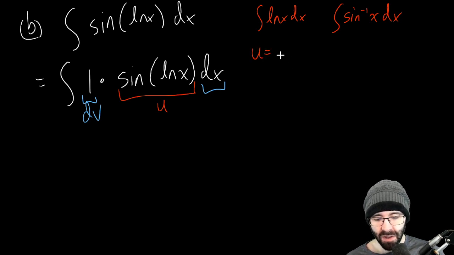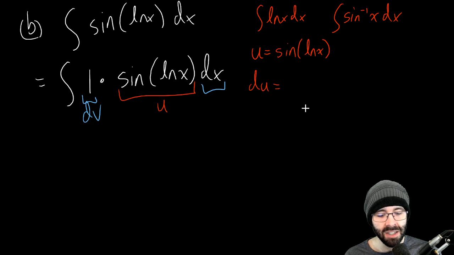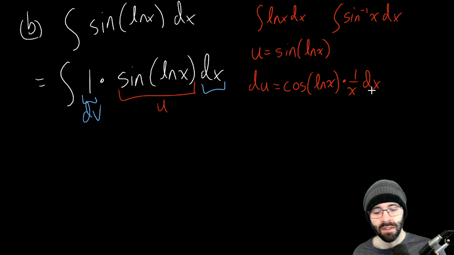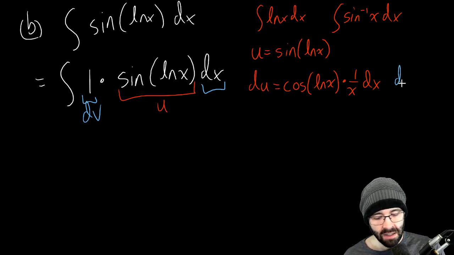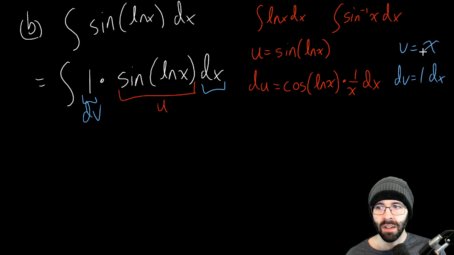Let u be sine of the natural log of x. So what's du? It's its derivative times dx. We'll have to use the chain rule. Derivative of the outside function, leave the inside function alone, and multiply by the derivative of the inside function. dv is just 1 dx. What's the antiderivative of 1?